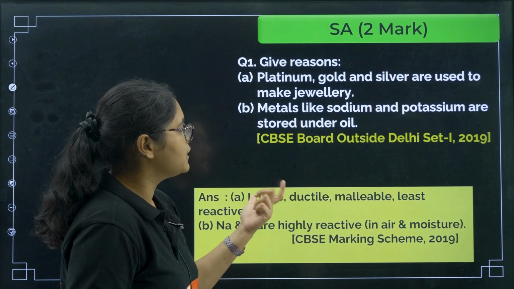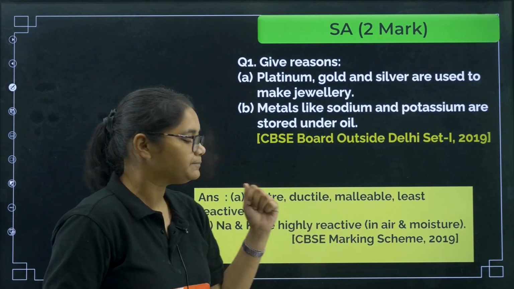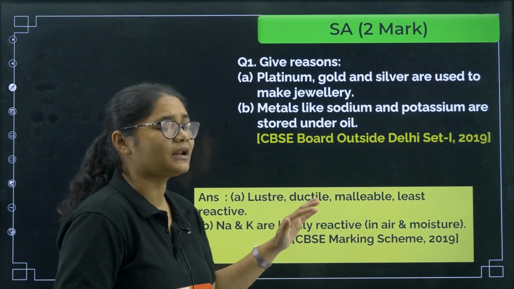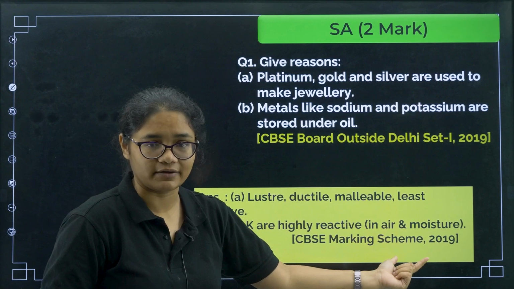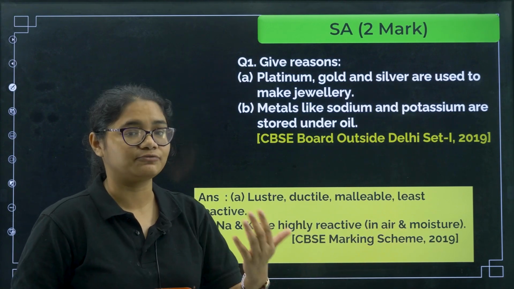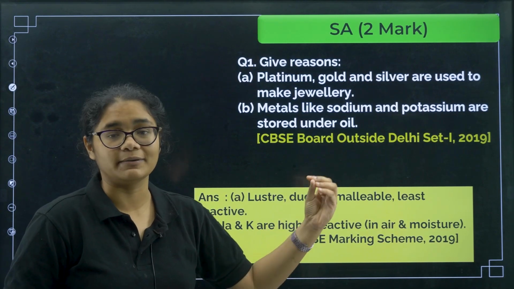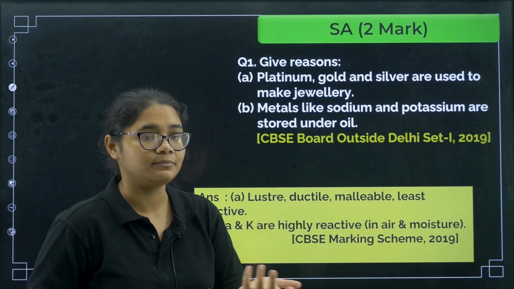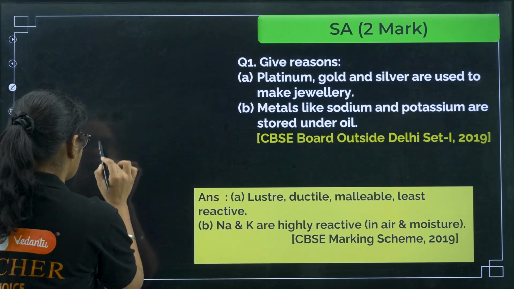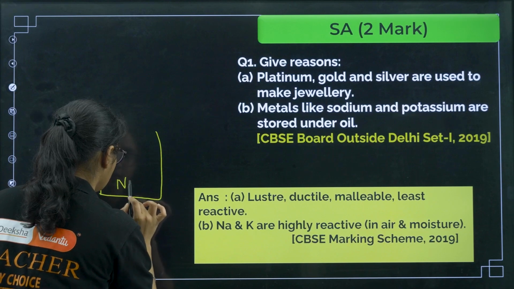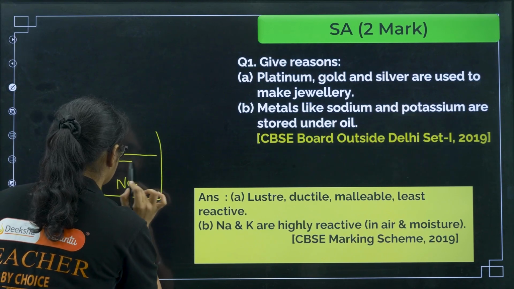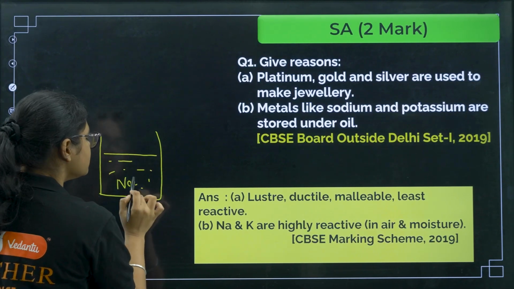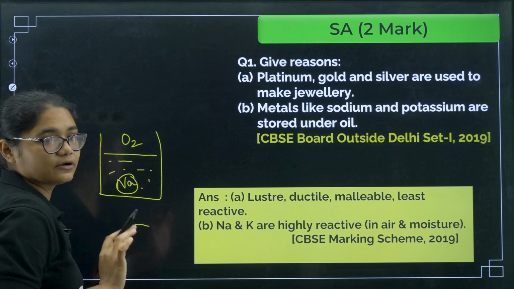Next, why are metals like sodium and potassium stored under oil? You know, sodium and potassium are highly reactive in the presence of air, right? So they immediately catch fire, which can lead to a very big accident. So to prevent that, you keep sodium and potassium inside oil. So what happens now? See, if you have sodium and you are having oil here, right? Now the sodium is not in direct contact with oxygen, right?